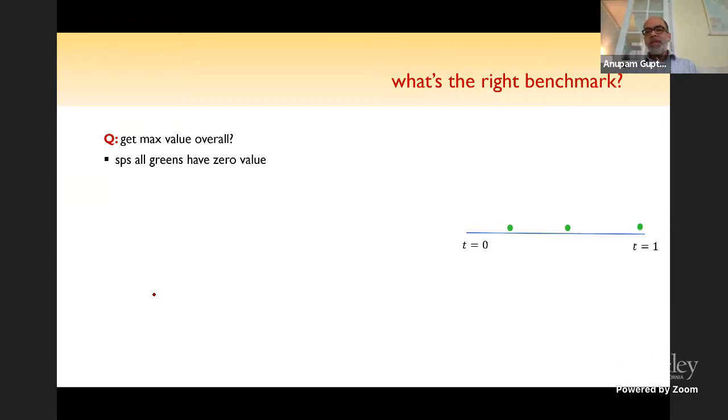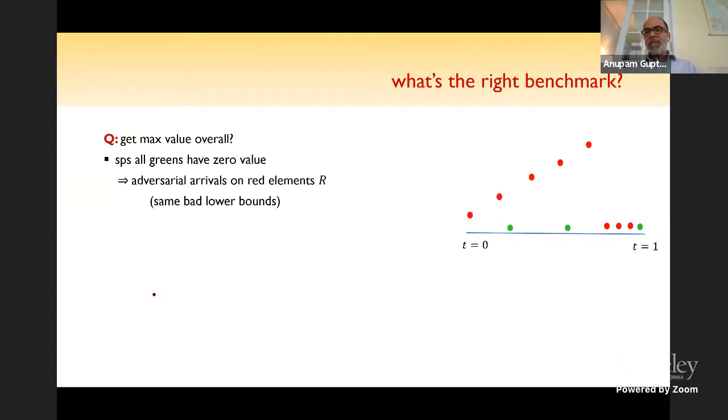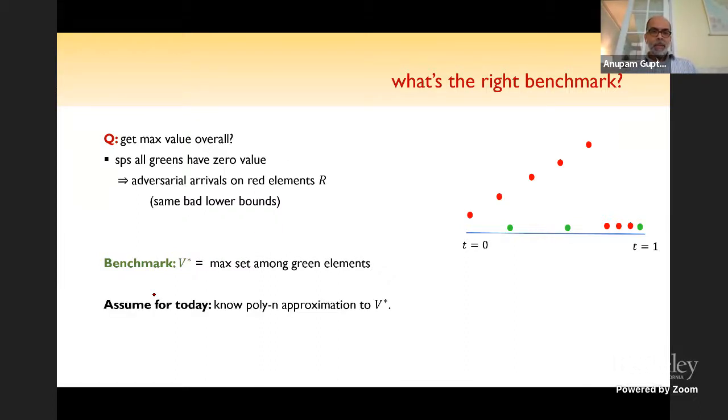So you can't hope to get the max overall. The greens are useless, the reds are really encoding a hard instance. So instead, a reasonable thing is that you just compare yourself to the max valued set. Maybe the single item, maybe k items amongst just the green elements, the good guys, green for good. Okay, good. So that's the main setting.